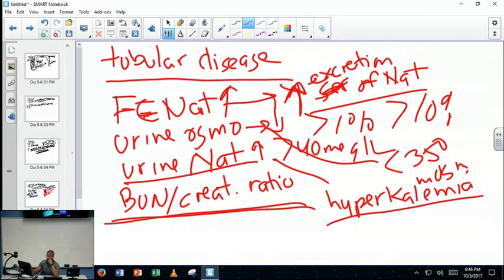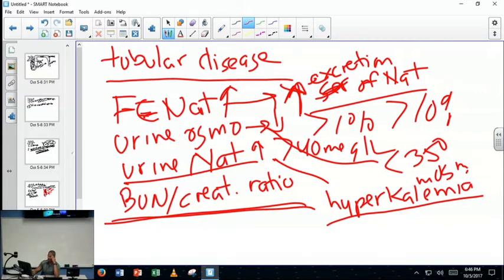So far your fractional excretion of sodium is high because your body's not reabsorbing sodium. Your urine sodium is high because, again, your body's not reabsorbing sodium. Your urine osmolality is high because your body is not reabsorbing water. You develop hyperkalemia because the sodium-potassium exchange that's supposed to occur in the kidney is not happening. So you're retaining potassium instead of excreting it, so you develop a hyperkalemia.